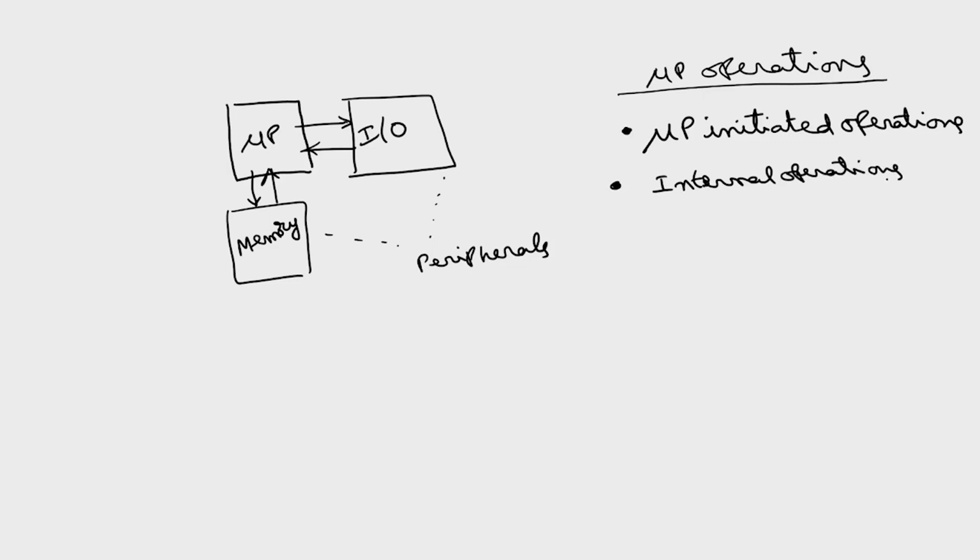which do not need any communication with the peripheral devices. So, there are some internal operations which take place inside the microprocessor, and there are some operations initiated by the peripheral, externally or peripherally initiated operations.